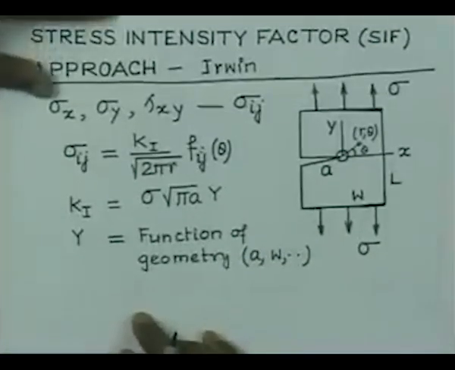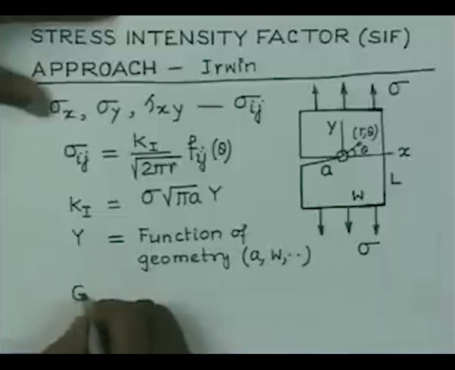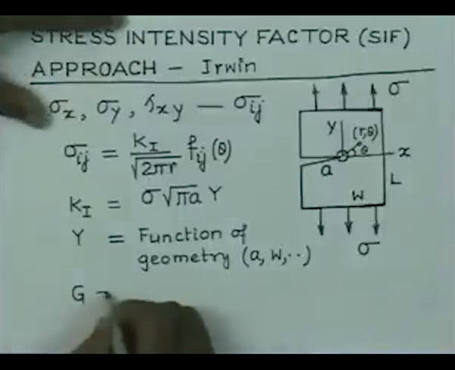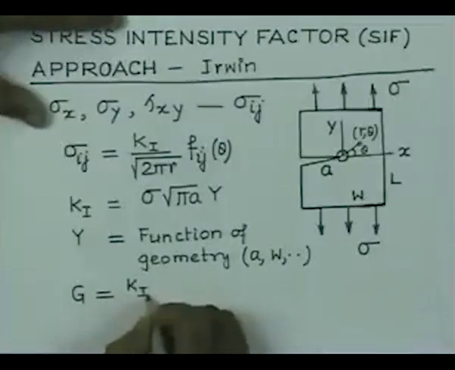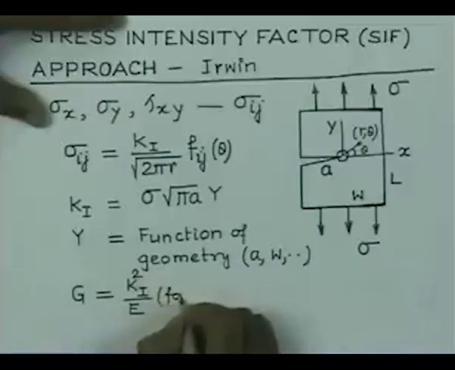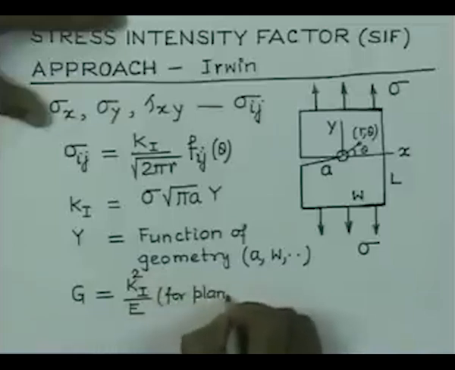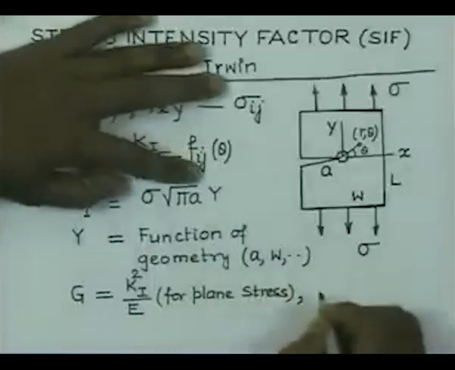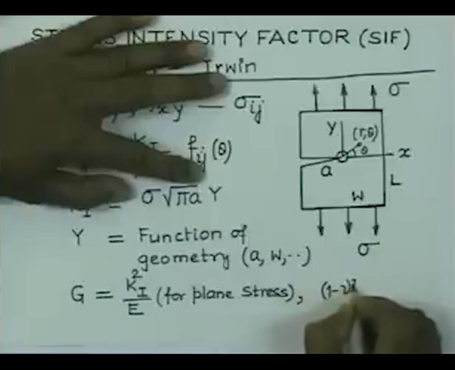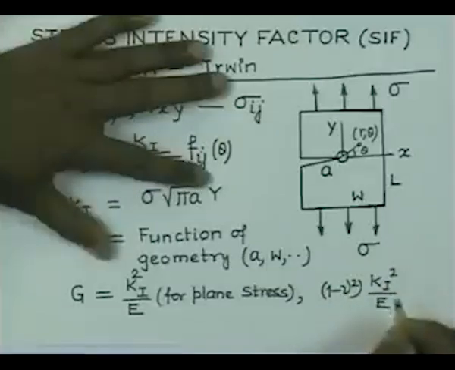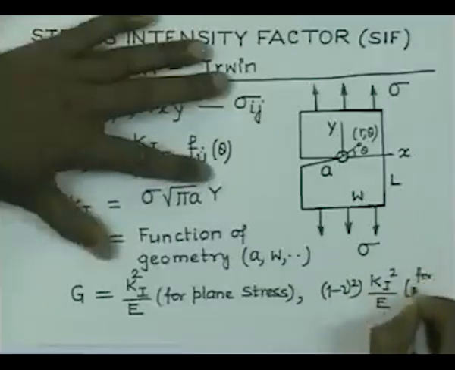And he also showed that this factor Ki is related to Griffith's strain energy release rate G by this type of relationship: G equals Ki square by E for plane stress, and it is given by 1 minus nu square into Ki square by E for plane strain.